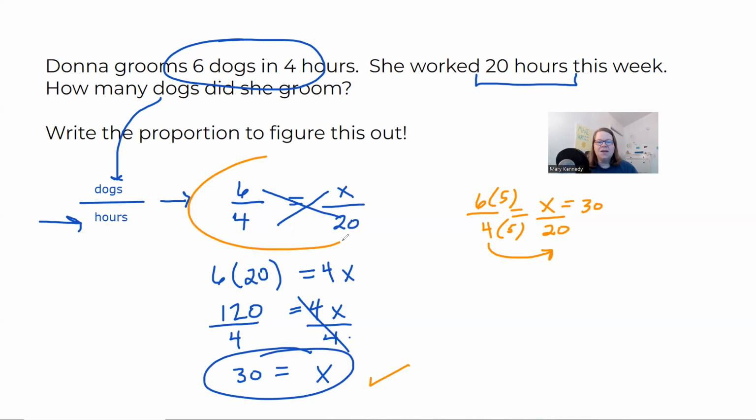Cross multiplying will work every time. If this had been some unusual combination of numbers, something that didn't work in terms of whole numbers, then that might have been a lot harder to see this connection. So yeah, cross multiplying will work every time. I like to give you strategies that will always work.